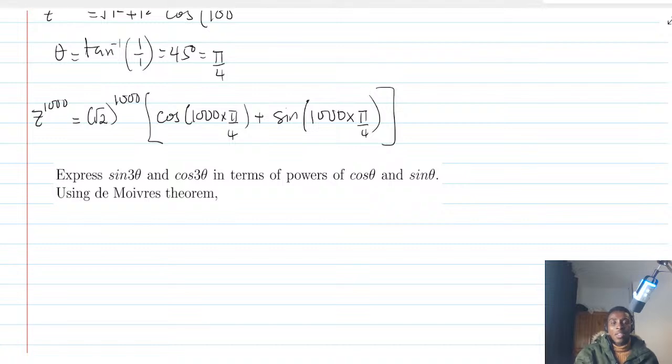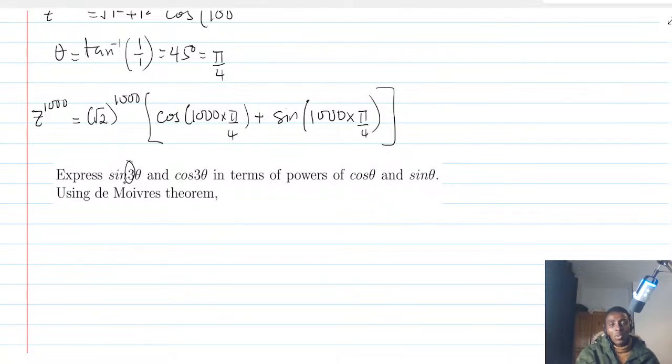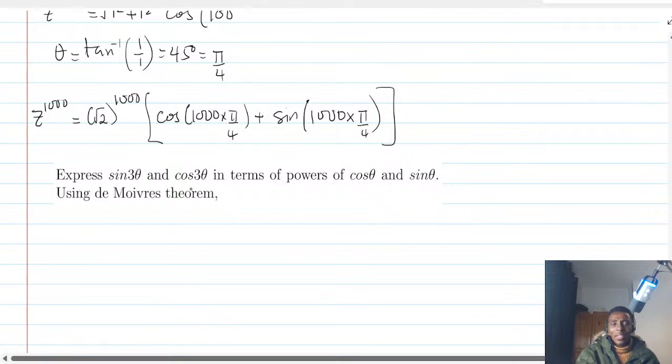So if you are given something like this, and you've been asked to express sine 3 theta and then cos 3 theta, the best way to look at this is to apply De Moivre's theorem. We can see that there is a 3 here and also a 3. So if I have 3 theta, what comes to mind?